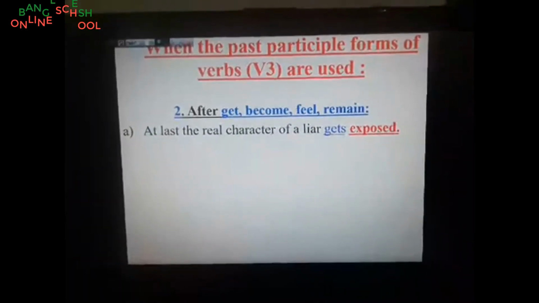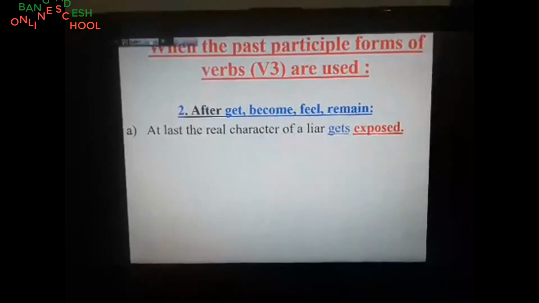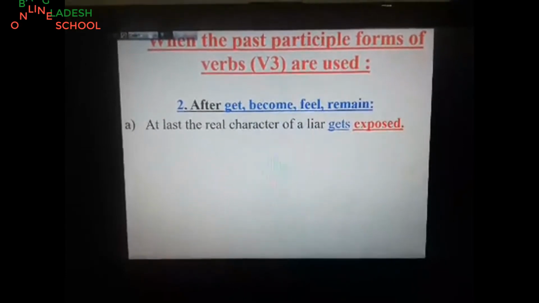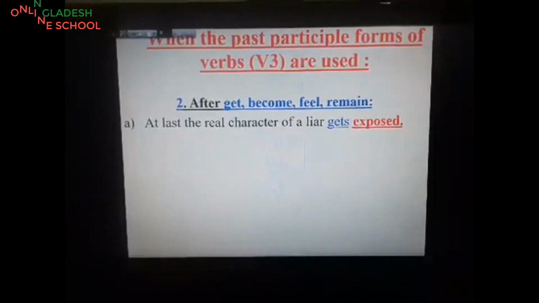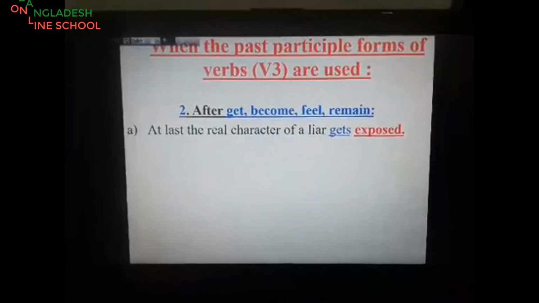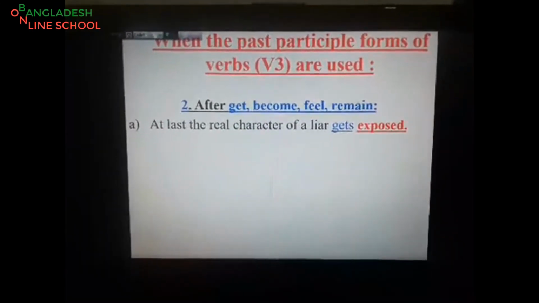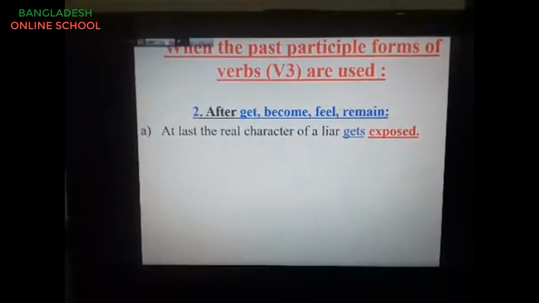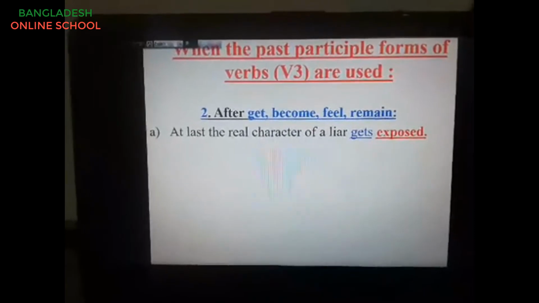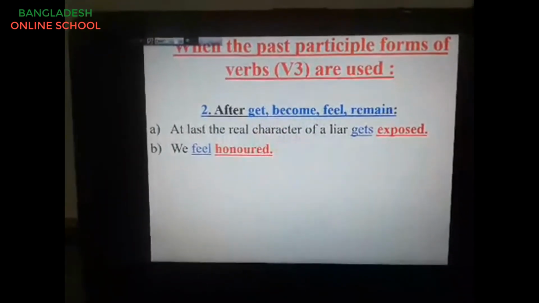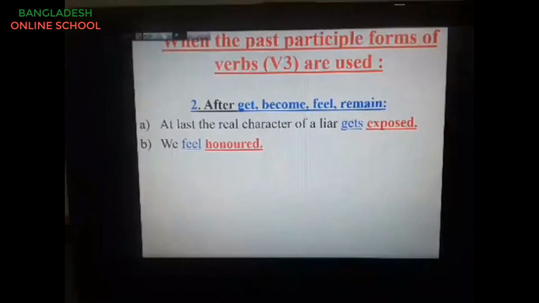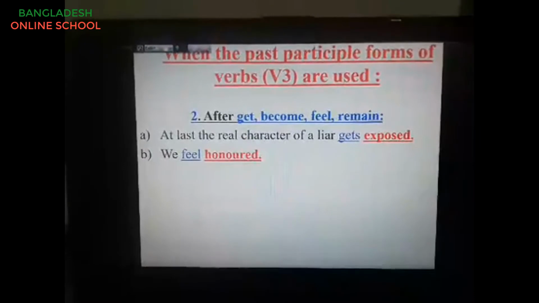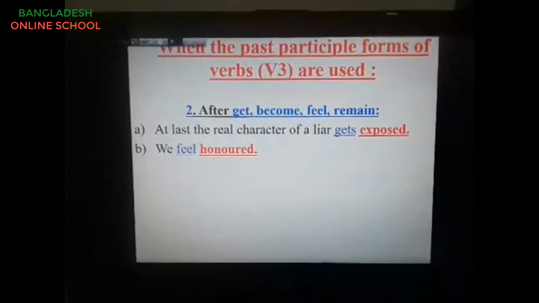You see example 1. At last, the real character of a liar gets exposed. You see, get is a verb. After get, the past participle form of the verb is used. Exposed is here the past participle form of the verb. In the second sentence, you see we feel honored. Here, after feel, honored, the past participle form of the verb is used.